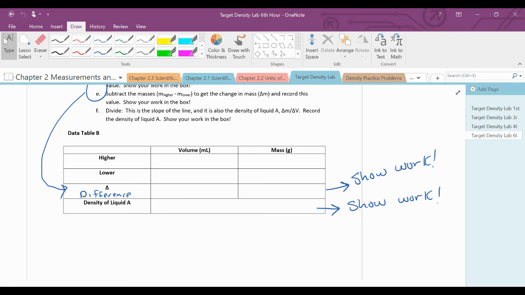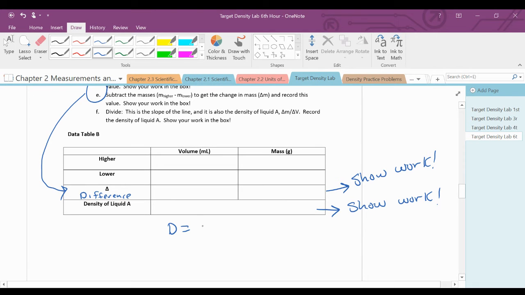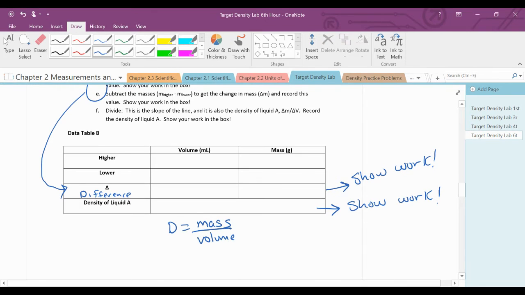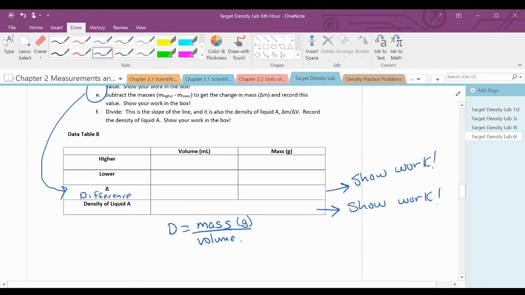And you will have a table like this to complete on your quiz tomorrow. You will have data to graph, and then you will have to complete a table. You have to show me your subtraction of your higher and lower volume. You have to show me your subtraction of your higher and lower mass. You have to show me the calculation of density. And I saw a lot of papers where some of you did not have the correct formula for density. Density equals mass divided by volume. Mass is in grams, the volume is in milliliters.